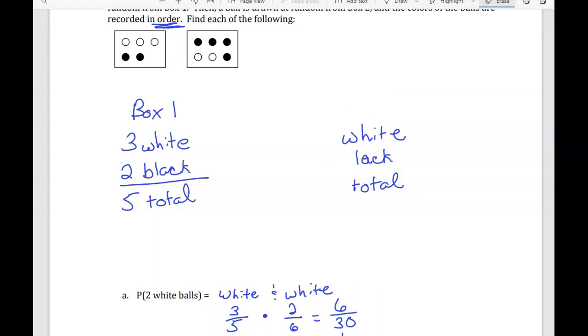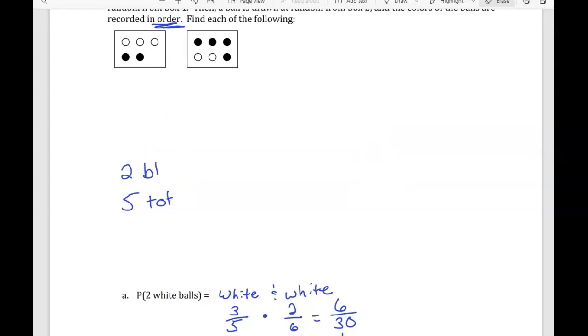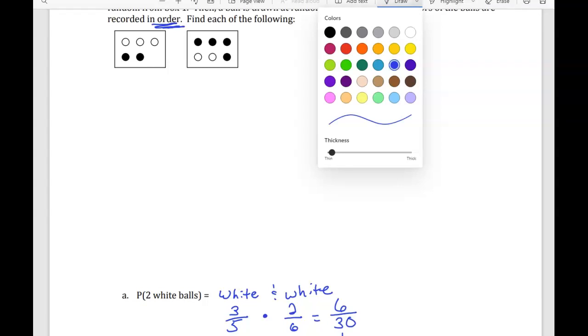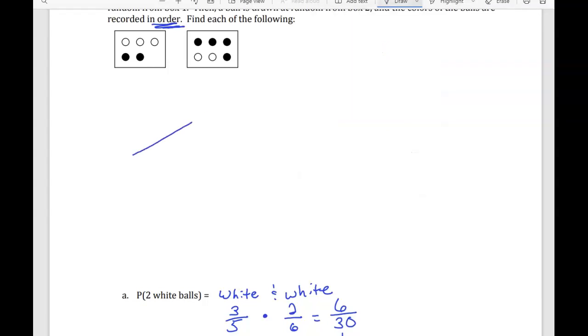And I can think of this as a tree diagram if you want to. And that might help some of you. Let's look at this as a tree diagram, because then it will actually help you see where I get at least 1 black. Okay? So if I think about box 1, I can get a black or a white. Getting a black, my probability is 2 out of 5. Getting a white is 3 out of 5. Remember, these branches have to add up to 1.